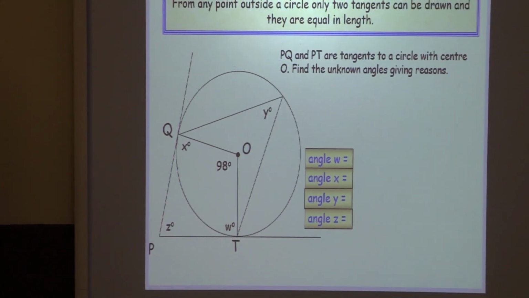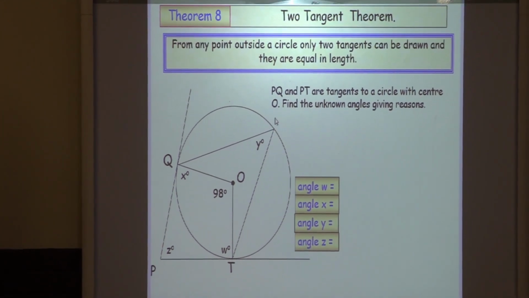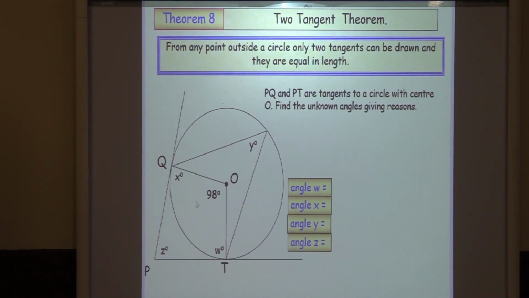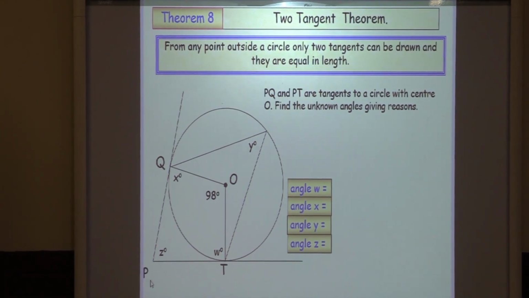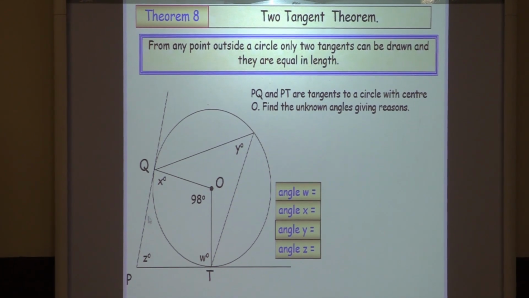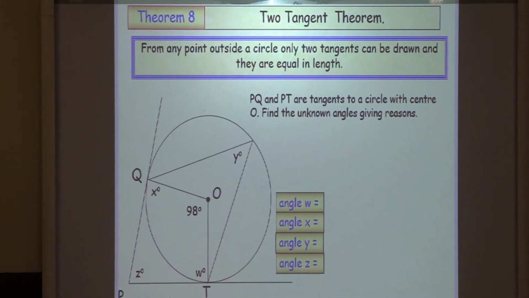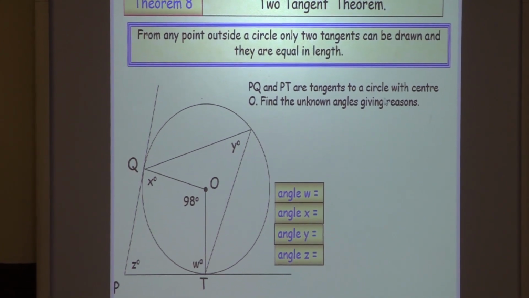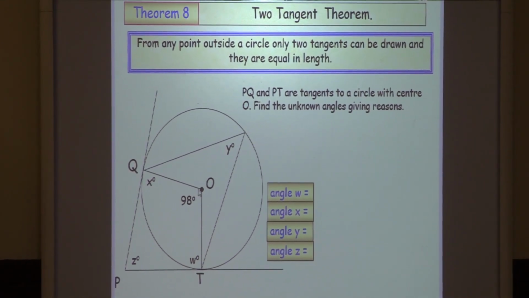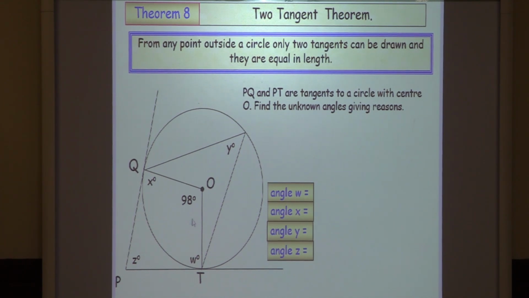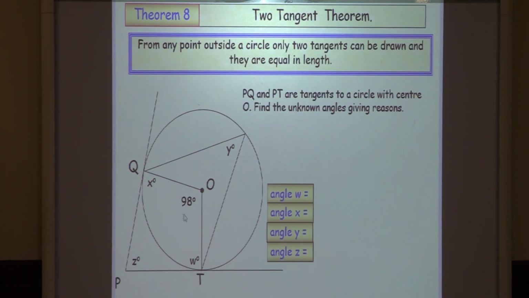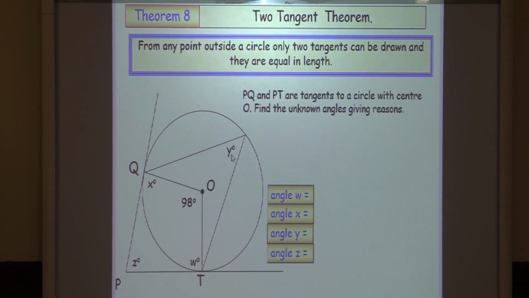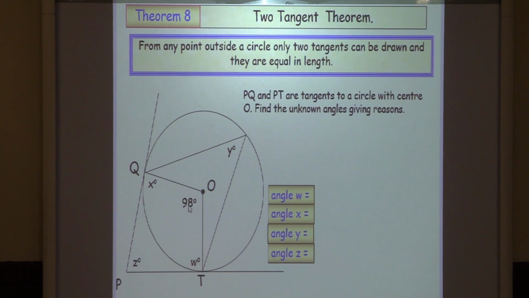Another problem. PQ and PT are tangents. These two are tangents, and they must be equal. So I know that this one is equal to this one, and there's no triangle, right? To a circle with a center O, center angle theorem. This angle is twice that angle. This angle 98 is 2 times that one. So Y, if I'm looking for Y, I've got to divide 98 by 2 to find angle Y.